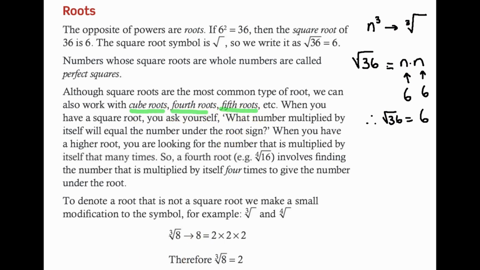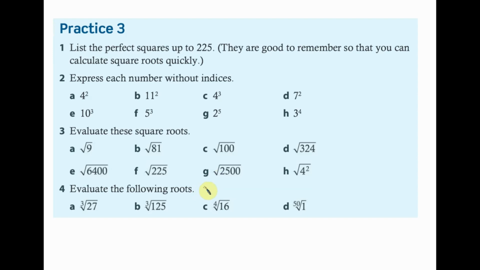Here's another example. Let's say you have cube root of 8. If you have cube root of 8, I'm asking you what number do you need to multiply 3 times to get 8? In this case, n has to equal 2, because these have to be all the same numbers and you have to multiply 3 times. Therefore, if you have cube root of 8, that is equal to 2, as you see on the bottom right here.